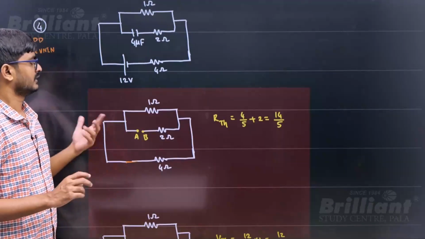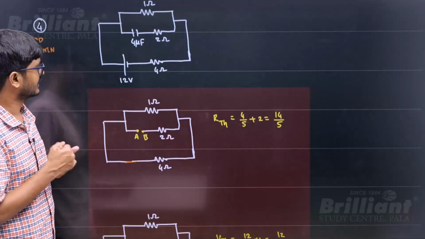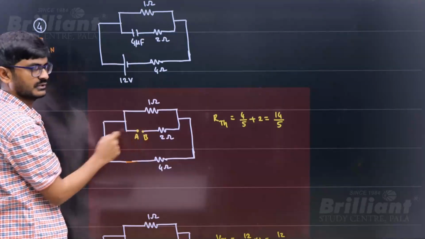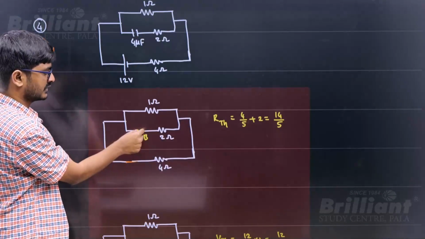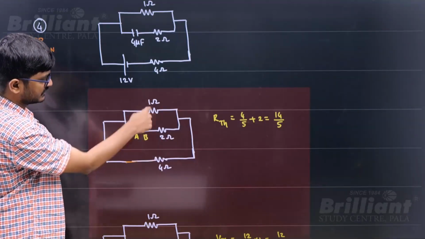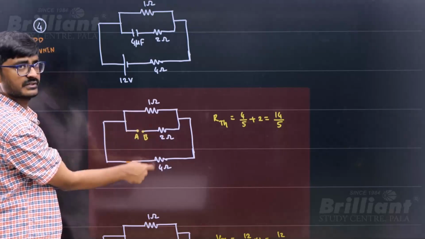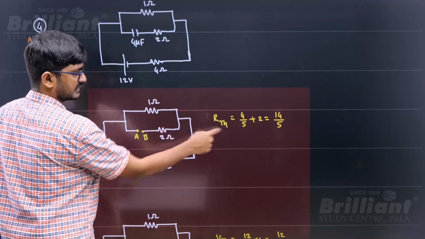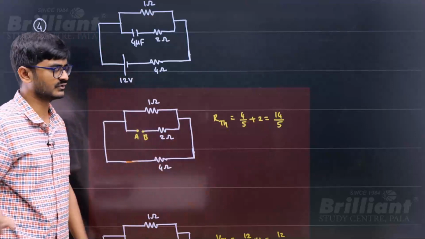Now if I want to find R Thevenin, what do I need to do? I need to short circuit this battery and open the load. Now across these two points, what will be the equivalent resistance? These two will be in parallel, which is 4 into 1 by 4 plus 1, that is 4 by 5. Then these two will be in series, plus 2. So R Thevenin will be 14 by 5.